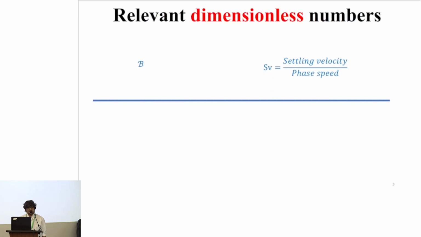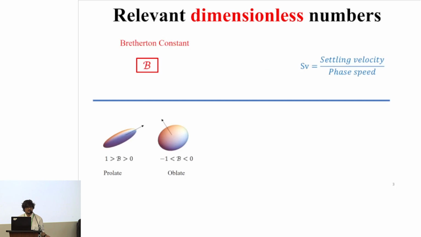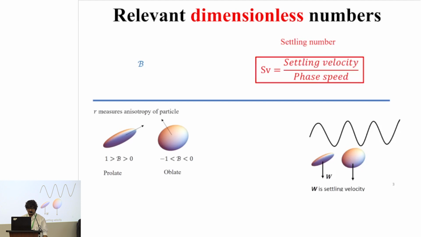So we have two non-dimensional parameters. First is the Bretherton constant, B, which measures the anisotropy of the particle. If the value of B is from 0 to 1, it indicates a prolate particle, and if the range of B is from -1 to 0, it indicates an oblate particle. Similarly, the other dimensionless parameter is the settling number, which is a non-dimensional settling velocity of a heavier particle. The settling number is defined as the ratio of settling velocity and the phase speed of the background wave.